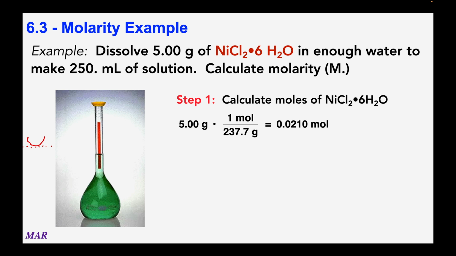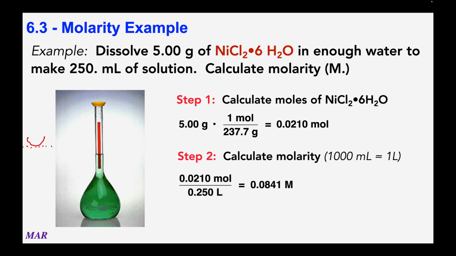So anyway, we'll find the molar mass of nickel(II) chloride hexahydrate. When you do that, it's a nickel plus 2 Cls plus 6 waters, and that comes to 237.7 grams per mole. So 5 grams divided by the molar mass gives you the moles of the solute. We're also going to convert milliliters into liters. So 250 milliliters divided by 1,000 milliliters per liter is 0.250 liters. So the molarity, moles over liters, comes out to be 0.0841 molar.